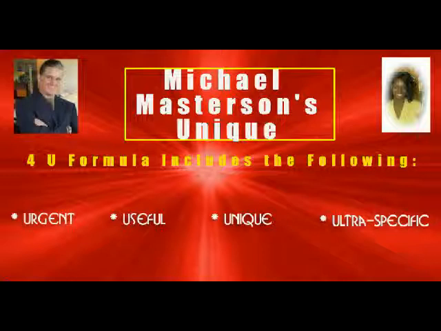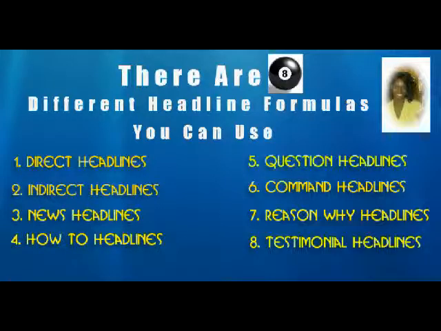However, Master Copywriter Bob Bly explains in the Copywriter's Handbook 8 different types of headlines that can be used as titles in this case. So I'm going to say them and then we're going to go over them. 1, direct headlines. 2, indirect headlines. 3, news headlines. 4, how-to headlines. 5, question headlines. 6, command headlines. 7, reason why headlines. And 8, testimonial headlines. So let's go ahead and dissect them one by one.